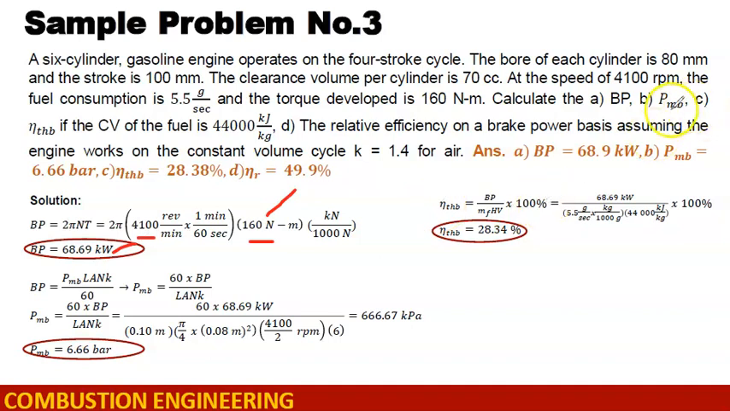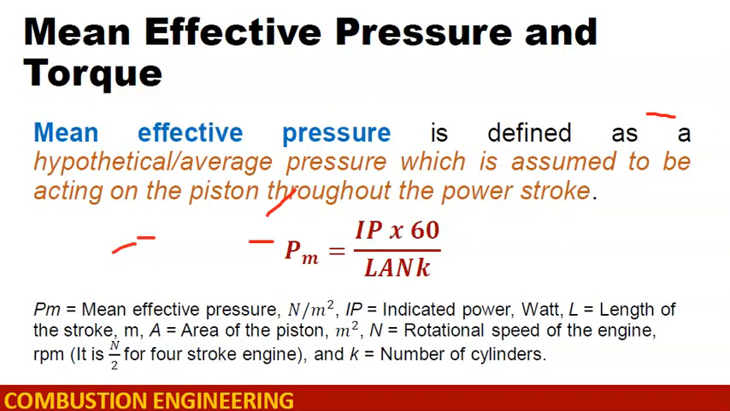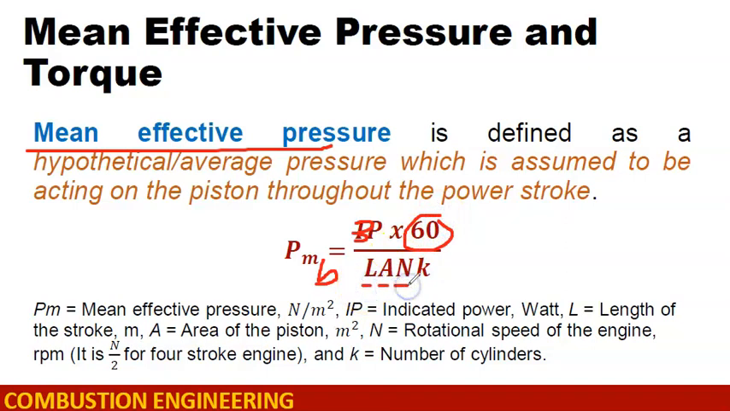For the brake mean effective pressure, it can be calculated using the formula for mean effective pressure. Mean effective pressure is the hypothetical or the average pressure that is assumed to be acting on the piston throughout the power stroke. The PMB can be calculated by using BP instead of IP. And for this formula, 60 again is just a conversion factor. And then we have L, the stroke, A, the cross-sectional area of the cylinder, N is the speed.